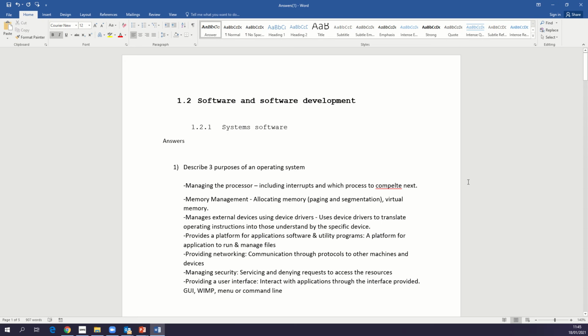Here's the walkthrough for your exam. Question number 1 was to describe 3 purposes of the operating system. Now, there are 8 different parts that we've looked at.